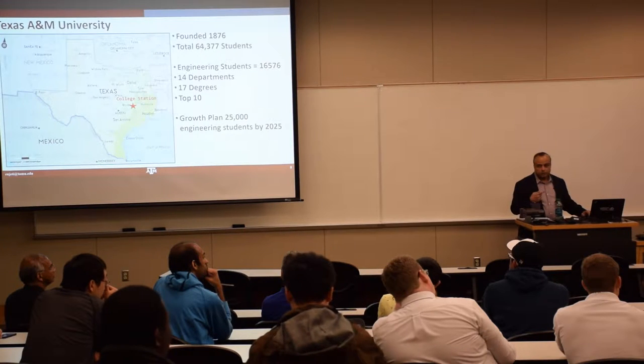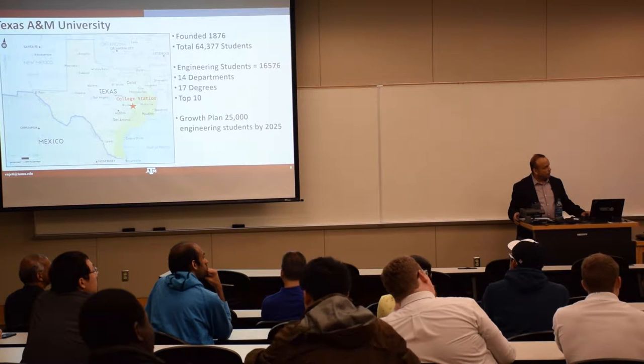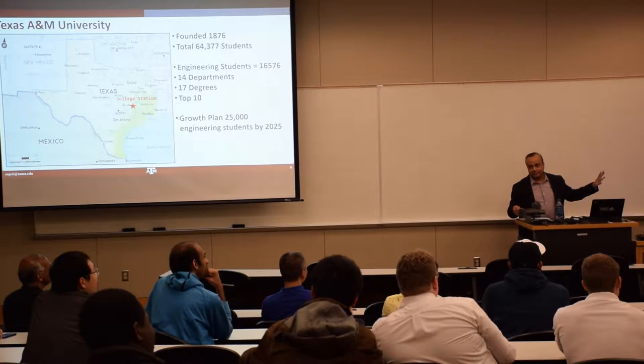We were established in 1876. Right now we have 62,000 students. We are 90 miles away from Houston and Austin, in College Station. People ask me how the name came about. I think there was a station and there was a college, and they called it College Station. The original town, Bryan, is still there, but College Station has become the university and grew very big.